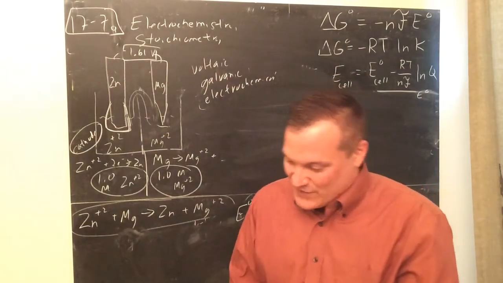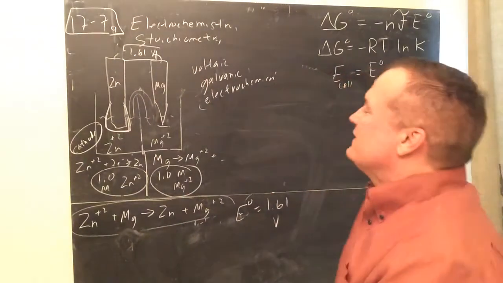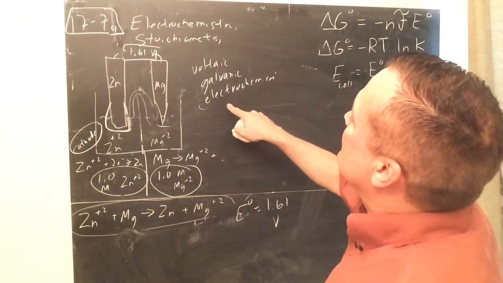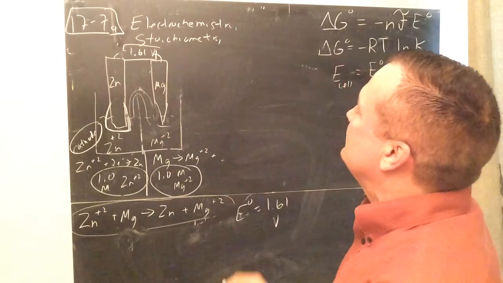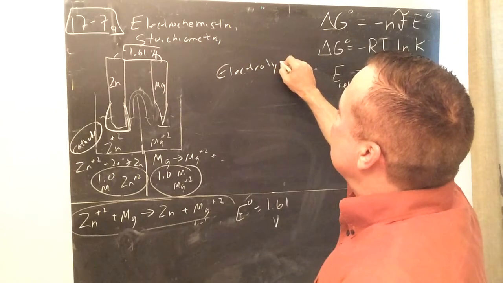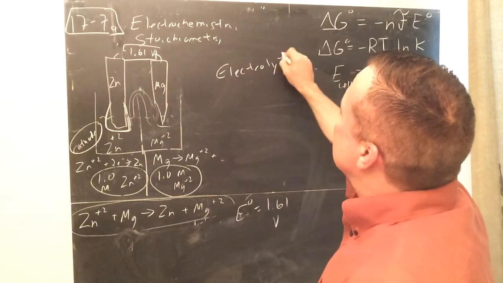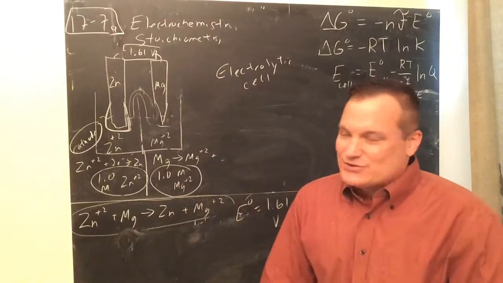But now here's where the fun begins. Every now and then, like maybe every 3 or 4 years, they decide, we're not going to give you an electrochemical galvanic voltaic cell. We're going to give you something called an electrolytic cell. Now, what is an electrolytic cell?